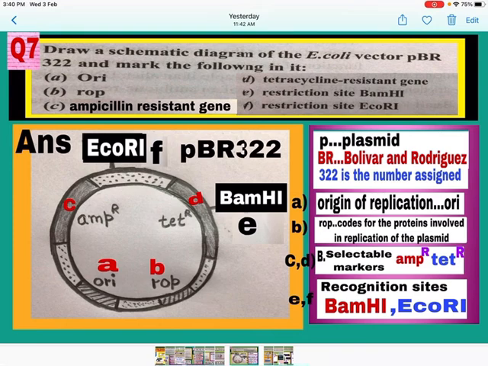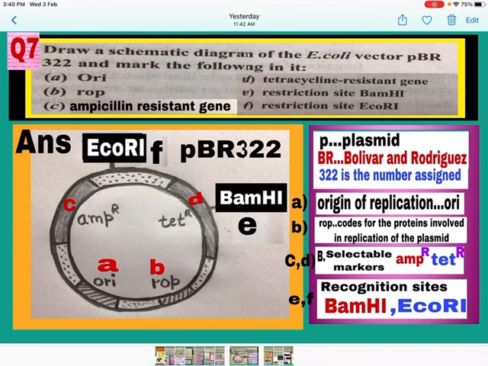Marking A in diagram is ori. It is the origin of replication. Note important point about ori. From here the replication starts, and also it controls the copy number of linked DNA. Marking B is ROP. It codes for proteins involved in replication of plasmid.